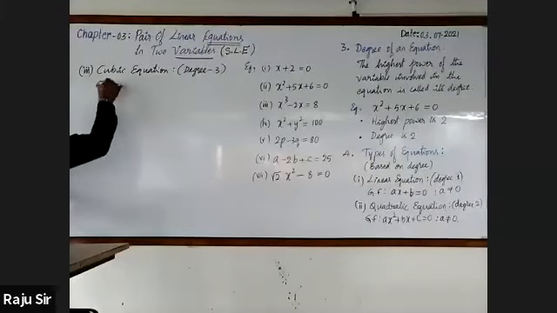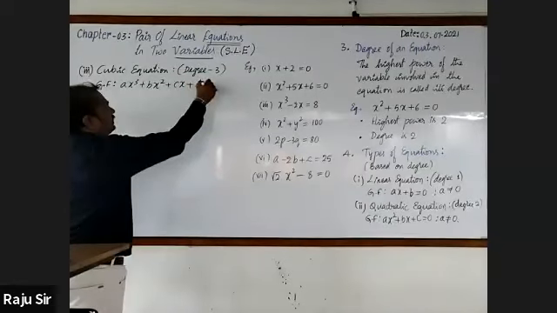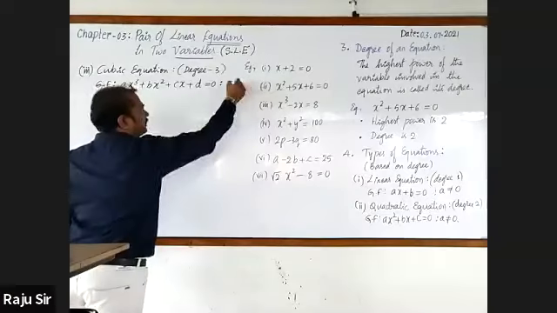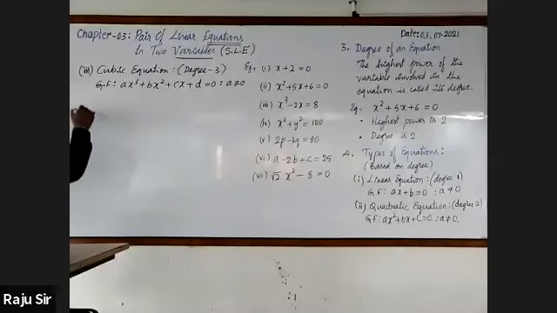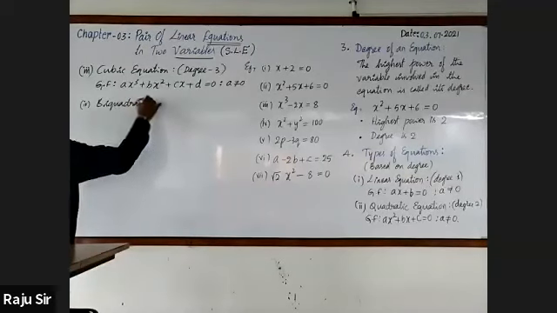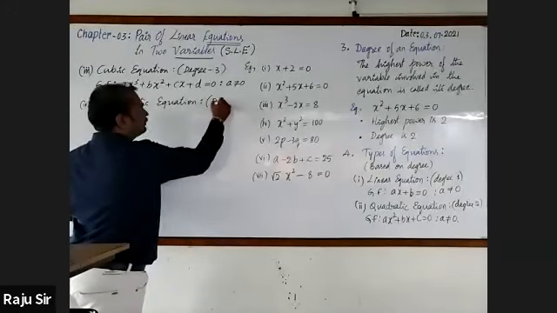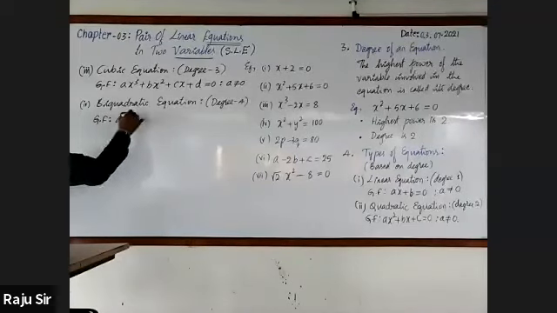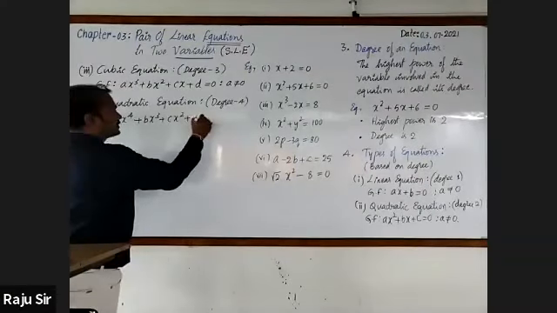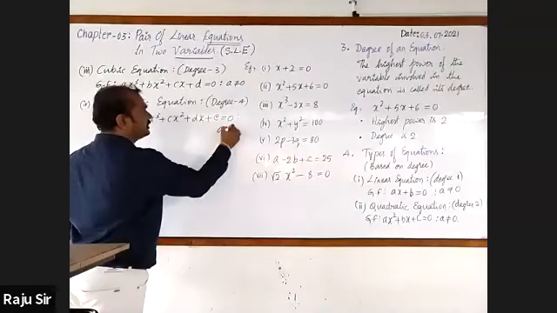Its general form is ax cube plus bx square plus cx plus d is equal to zero, where a is not equal to zero. Number fourth one, it is biquadratic equation, also known as quartic equation. Its degree is 4. And its general form can be written as ax raised to the power 4 plus bx cube plus cx square plus dx plus e is equal to 0, where a is not equal to 0.